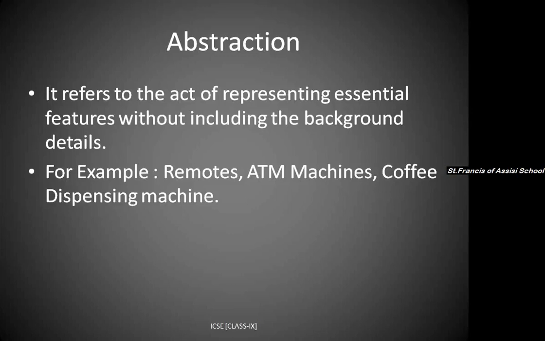Here what's happening, for the user they have given a button, but after pressing that, what is happening inside that remote, we do not know that. So that is all hidden. For the user, that button is given, and the user knows only that if he presses that button, this is going to happen. Okay, so through that we are accessing, but inside what is the mechanism, that is all hidden. So that is the definition here. Only essential features are given for the user, and the rest of the things, the background details, are hidden.